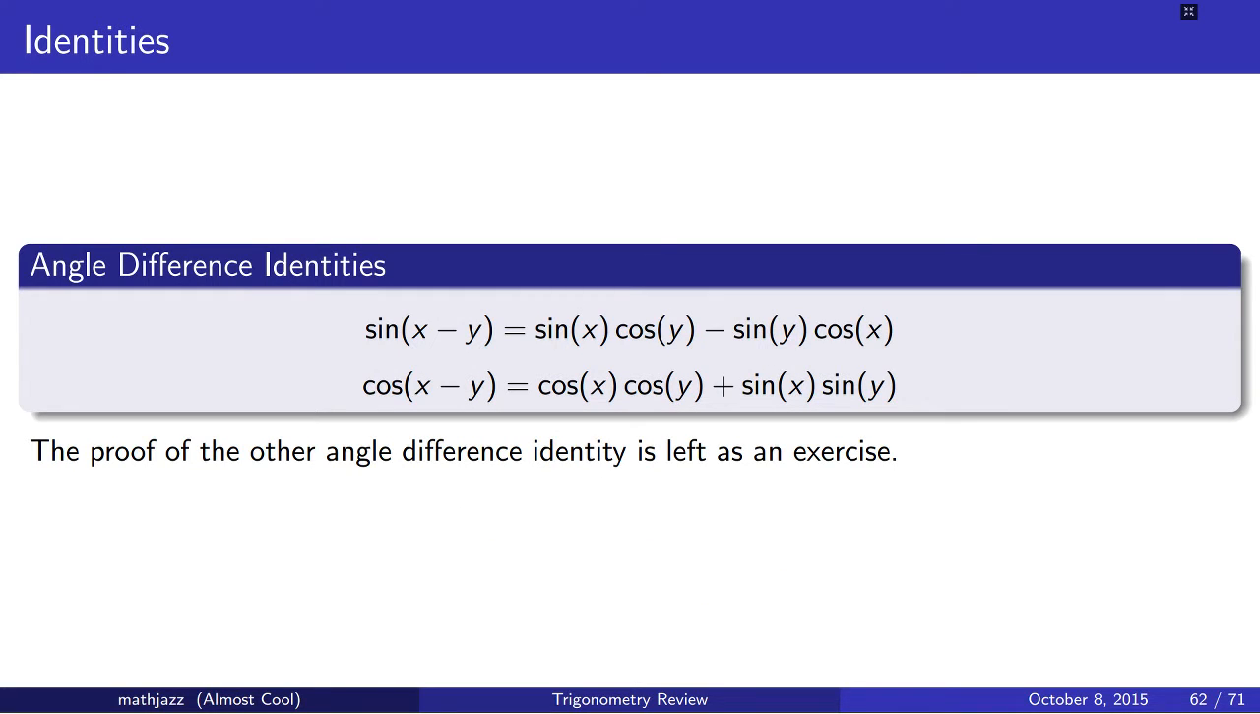The proof, or the derivation, I should say, of the cosine angle difference identity is done in exactly the same way as the sine identity, and so I'll leave that to you for an exercise.